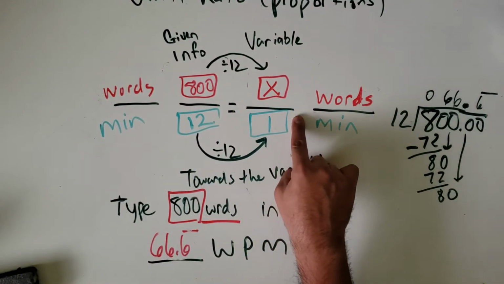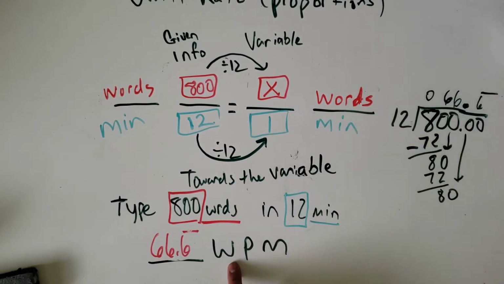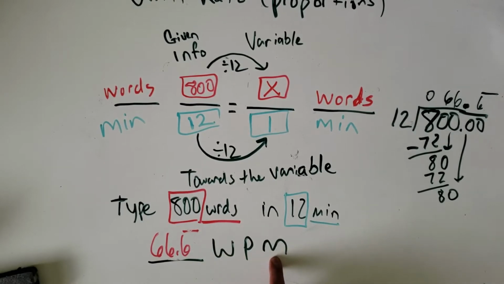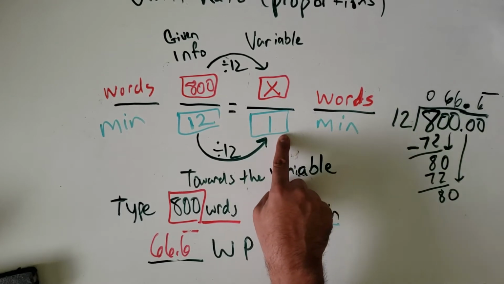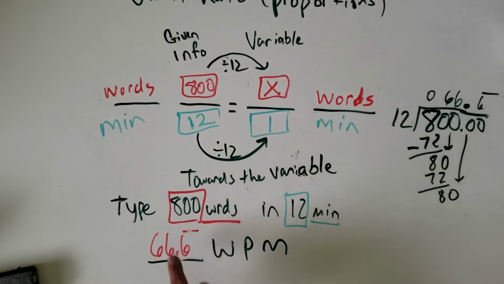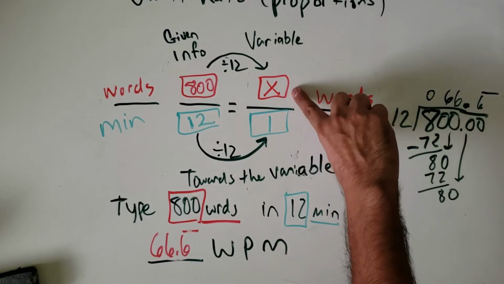On the second ratio is where I'm going to put my variable, but I have to read what the answer is asking for. The answer is asking how many words per minute. Per minute means 1 minute, so that's where the 1 is going to go. It's going to go with minutes. And the blank is the variable, so that's our x.